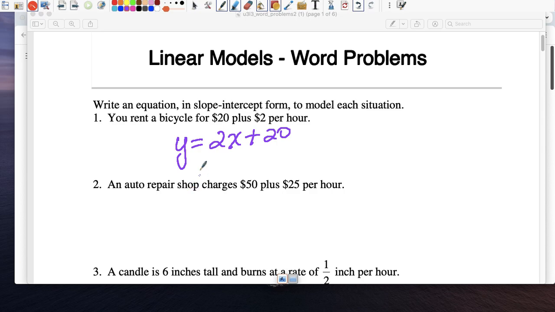Now the repair shop charges $50 plus $25 per hour. So again, y equals $25 per hour times x, plus that extra charge, $50. Okay. So far so good.